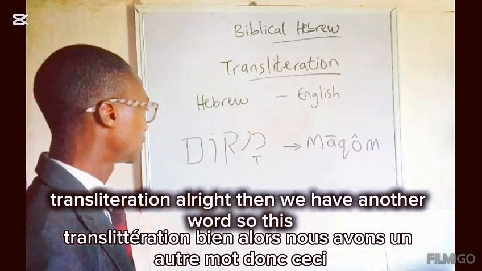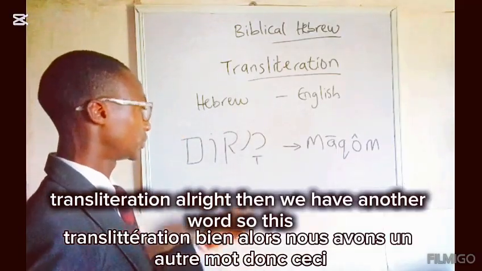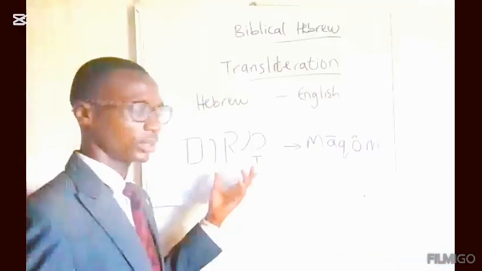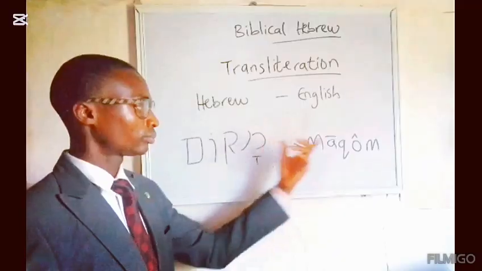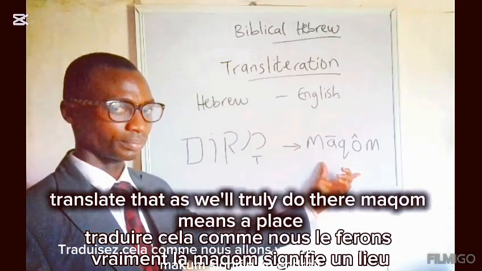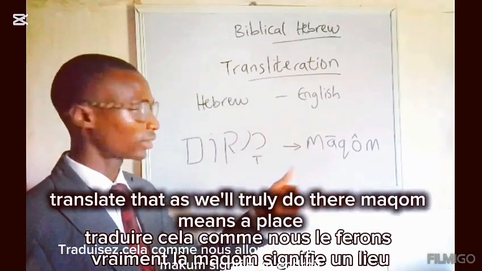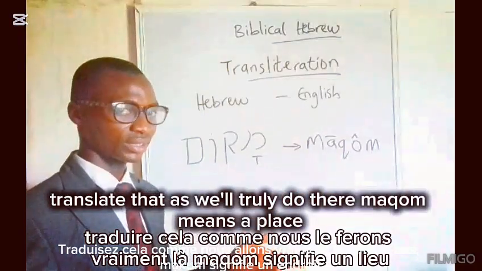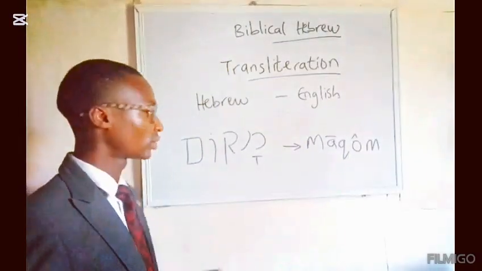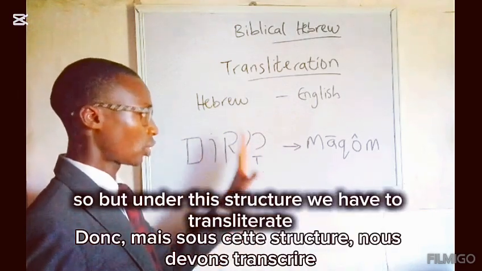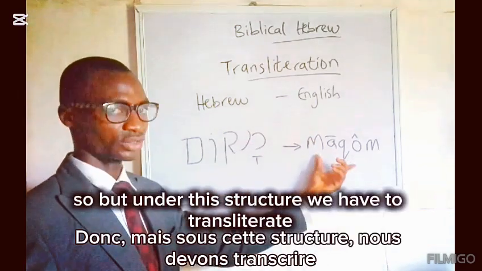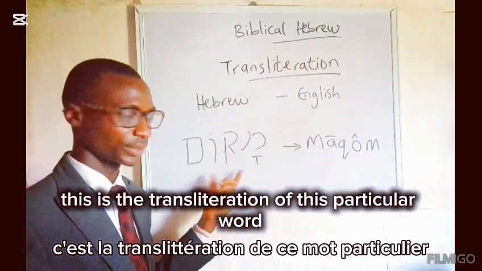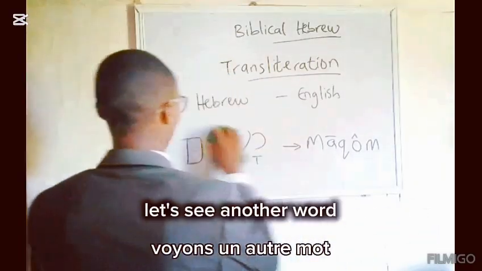All right, then we have another word. When we are to translate that, makum means a place. But under this structure we have to transliterate. So this is the transliteration of this particular word. Let's see another word.